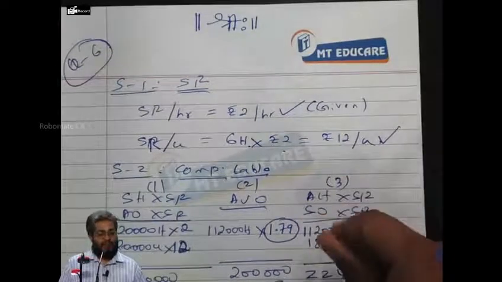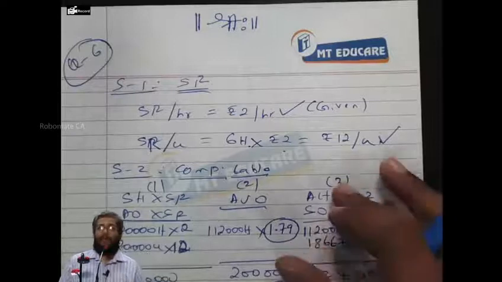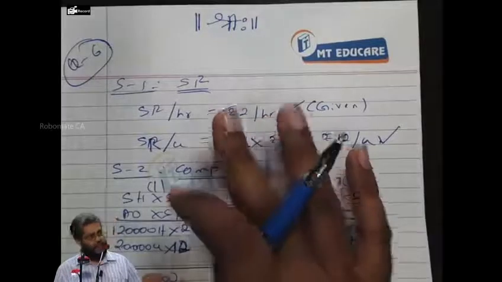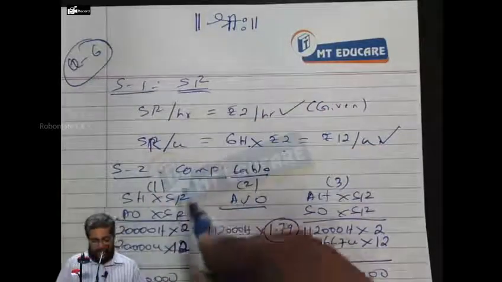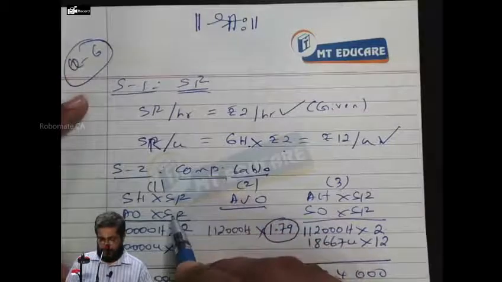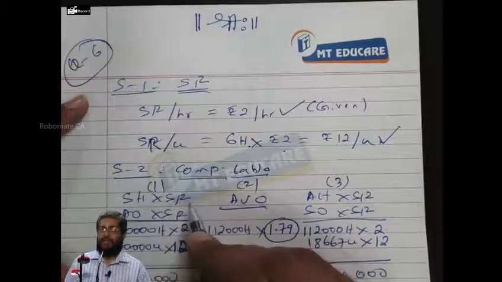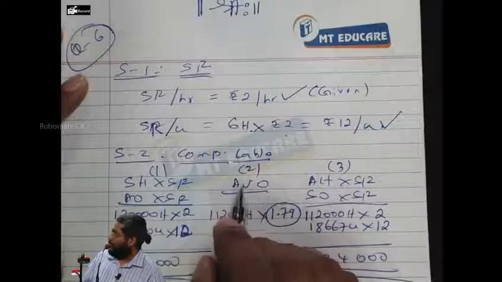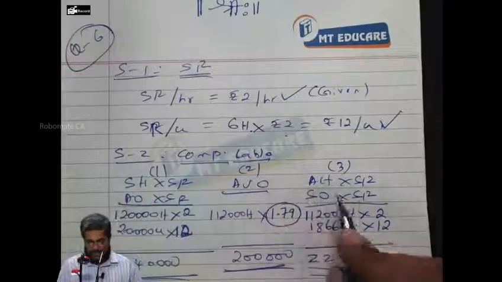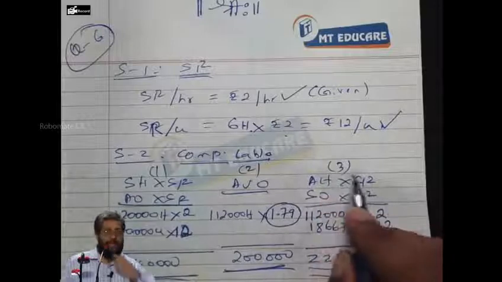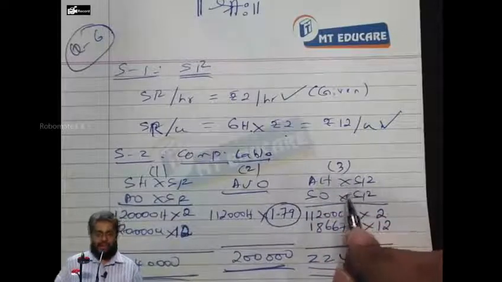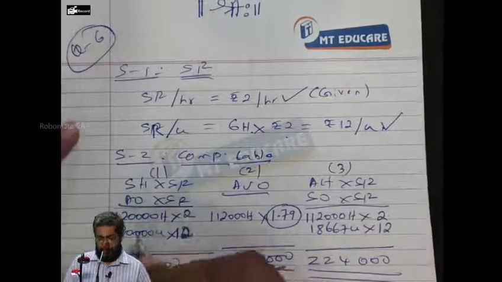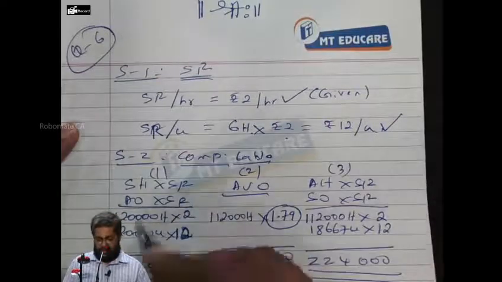Step 2. Computation table. For the first sum alone, write both the options. In the exam, whichever is given can be written and the problem can be completed. Okay, computation table. Column 1, SH into SR or AO into SR. Column 2, AVO. Column 3, AH into SR or SO into SR. We can write the working note later; write the numbers first.